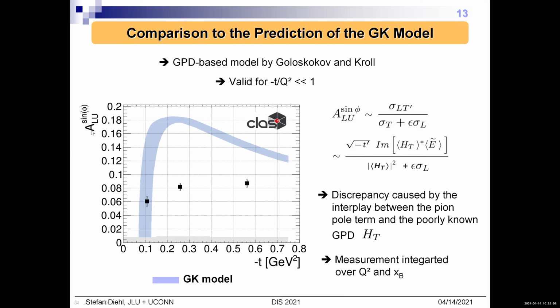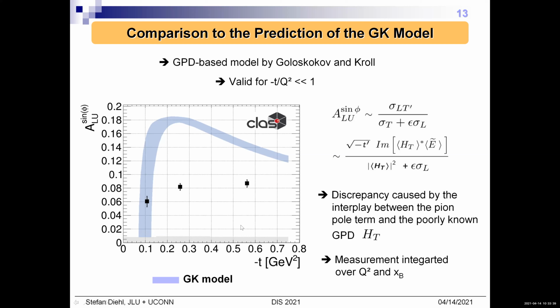And here you can see in the plot ALU sine phi as a function of minus t for the smallest t values. We see the experimental points in black compared to the prediction from the Goloskokov-Kroll model in blue. Now, as you can see, the sign is correctly predicted, but the magnitude of the prediction is too large. This discrepancy is caused by the interplay between the pion pole term and the poorly known GPD HT, which is the dominant contribution, or the least constrained contribution, to our calculation of ALU sine phi. Therefore, these measurements will help to constrain this GPD HT.